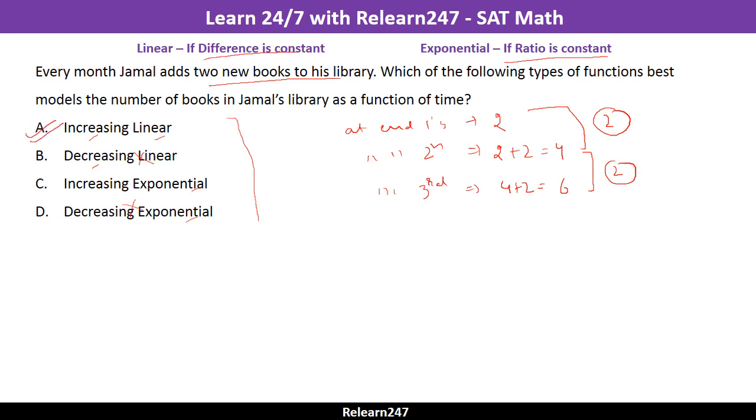For it to be an exponential relationship, what would have been the case? 4 by 2 should have been equal to 6 by 4, but as we can see, this is not equal, hence this is not an exponential relationship. And we can clearly identify, just from this simple method, whether the relationship is linear or exponential.